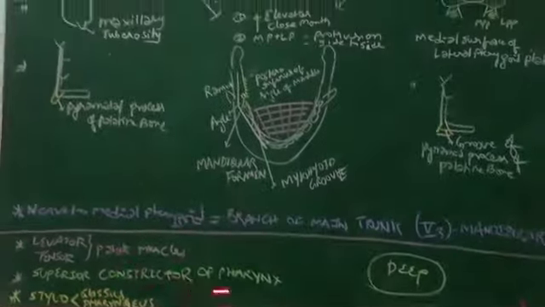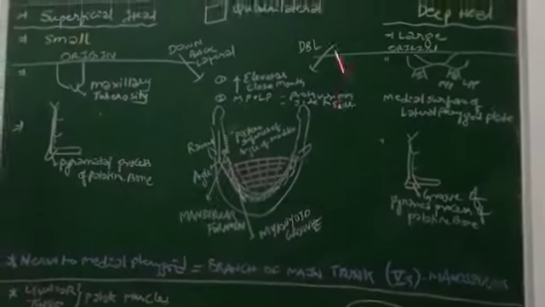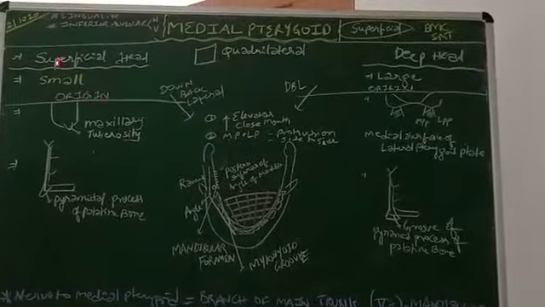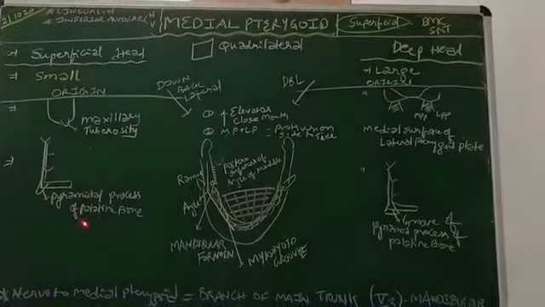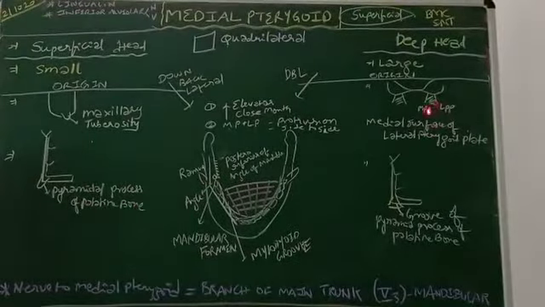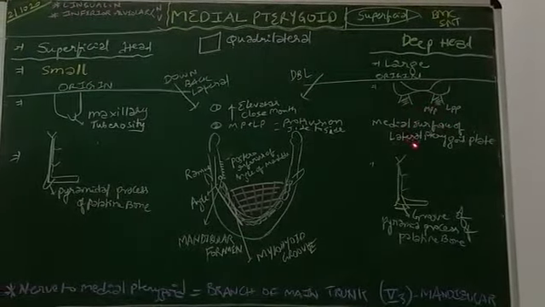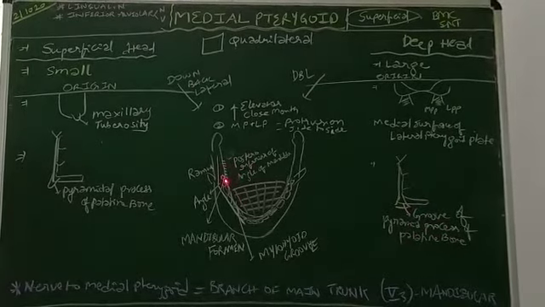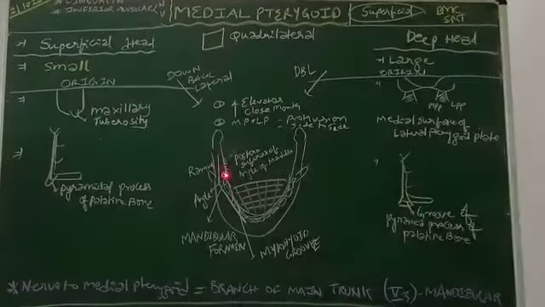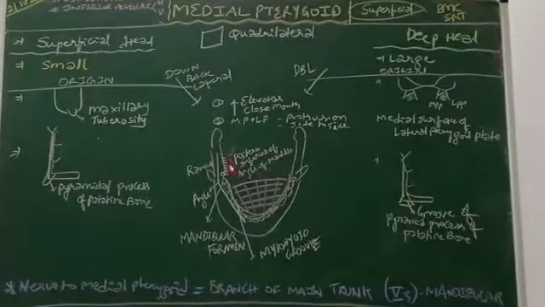Thus we understand the anatomy of the medial pterygoid muscle, which has a superficial small head and a deep large head, from the maxillary tuberosity, the pyramidal process of the palatine bone, and the pterygoid fossa and groove of the pyramidal process of the palatine bone, till the level of the ramus of the mandible, at this angle and ramus junction, the posterior inferior part of this.